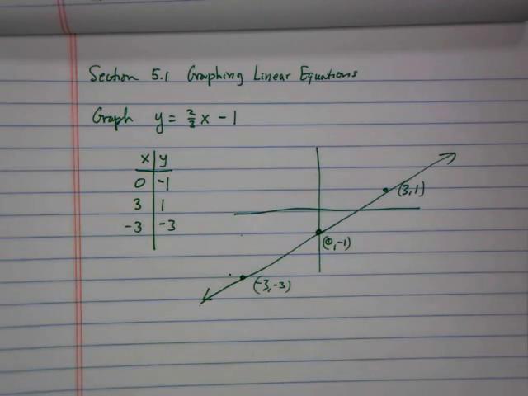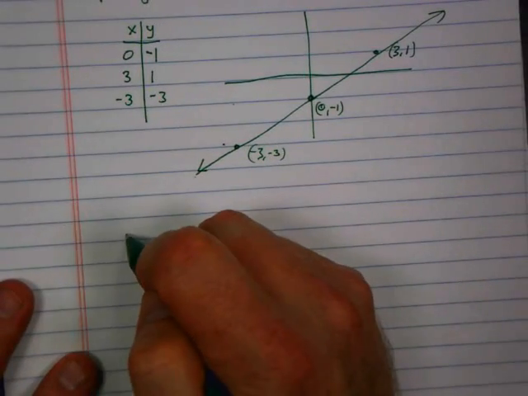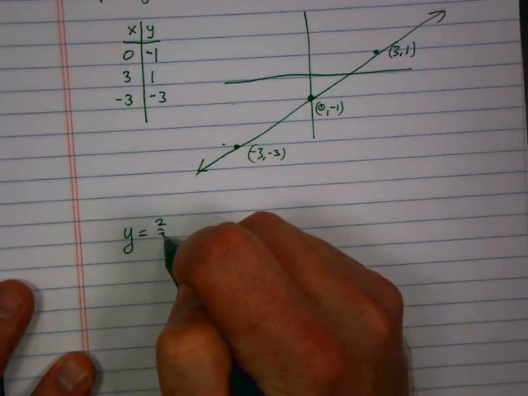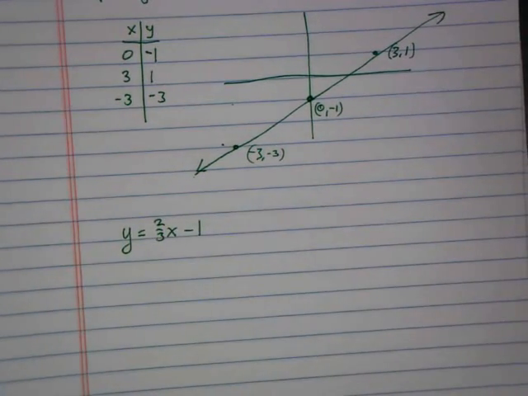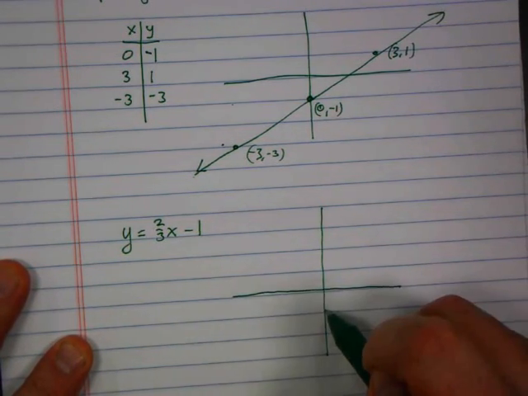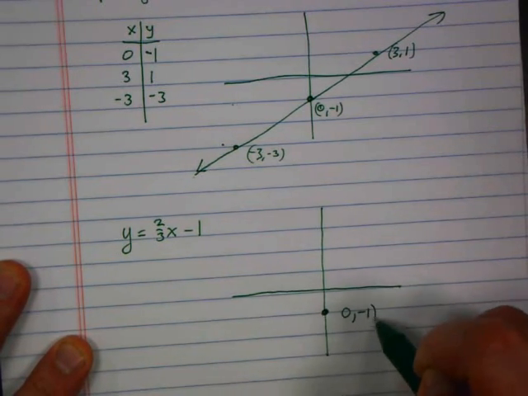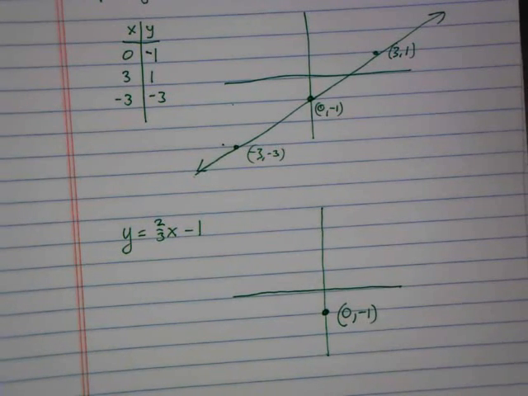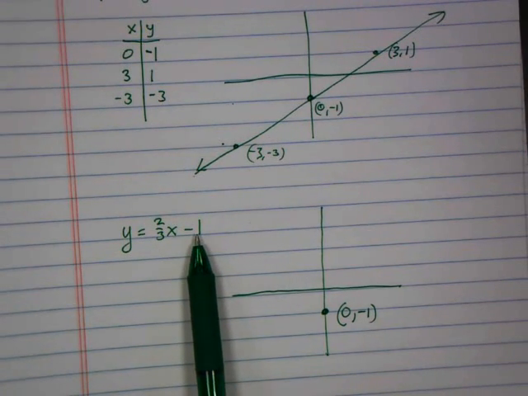Then, a few sections later, we learned a different way. Here's the exact same problem, y equals 2/3 x minus 1. What was another way that we learned how to graph that line? Start at the y-intercept. The y-intercept is 0, -1. And how do you know? Because it's in the equation. This number right here always gives you the y-intercept.